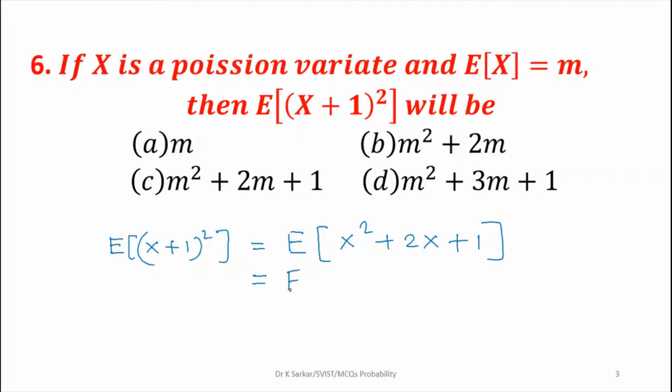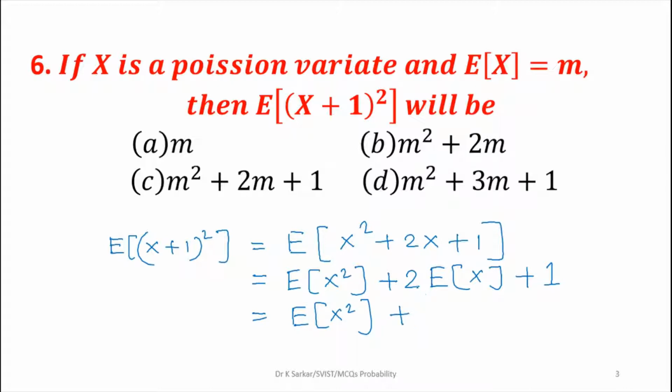So, expectation of x square plus 2 expectation of x plus expectation of 1, which is 1, because we know expectation of constant is constant. So this one, expectation of x square, we have to find, and we know expectation of x is m, so 2m plus 1. Now let us find expectation of x square.